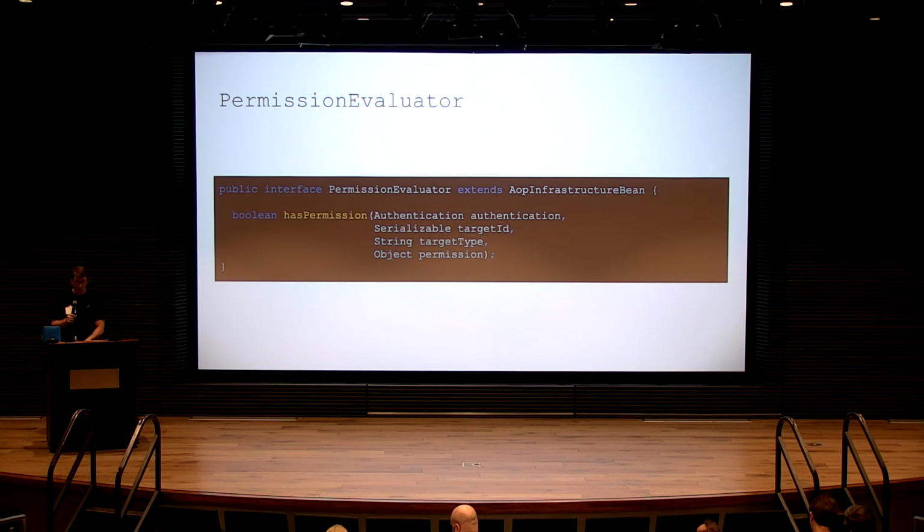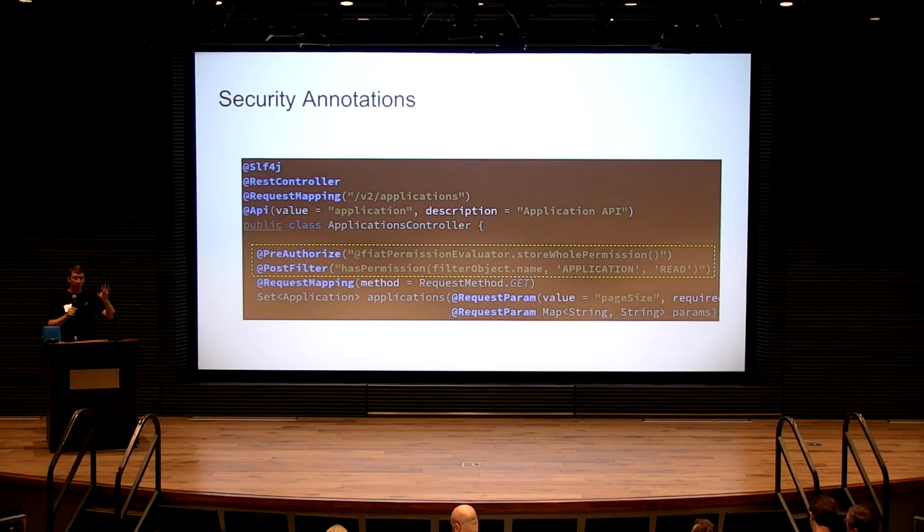So if there are developers out there, people who are interested in extending Spinnaker and writing your own modules, this is a good thing to know about: the pre-authorize and the post-filter. There are all kinds of examples in those four modules: Cloud Driver, Orca, Gate. They're littered about the code if you want to go see how to use these. Specifically, the has permission, application, and read. So it's a pretty simple interface to say, I only want people who have this permission to be able to access this call.